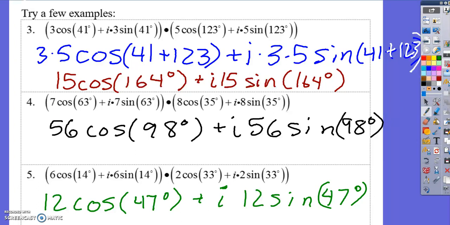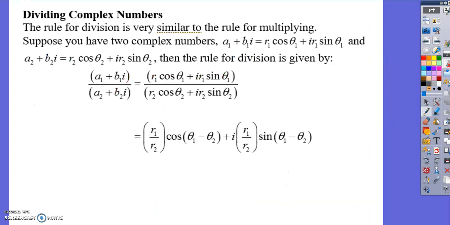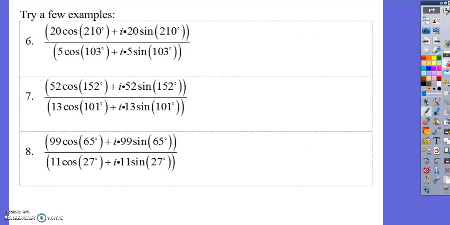Let's look at division, which we're not going to prove, by the way, so don't freak out. Here's the division rule. There's not room to prove it. It's very similar. The difference, of course, is that instead of multiplying the radiuses, we divide them, which makes sense since we're dividing. And instead of adding the angles, we subtract them. And it's that simple. So again, I'll do one example, then you will do the other two.